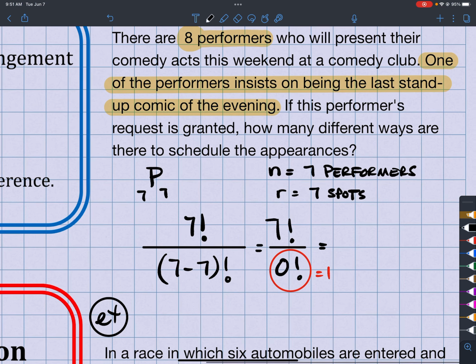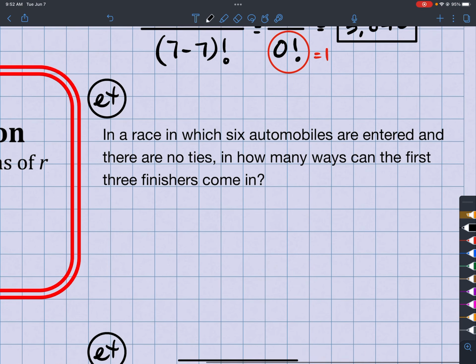So I'm going to have 5,040 different ways. Okay? 5,040 different ways to schedule these guys. Right? Luckily, there wasn't all 8 of them. Good thing that last one volunteered to be last, because there's 5,040 ways already with just 7 of them. Okay? All right, another example.